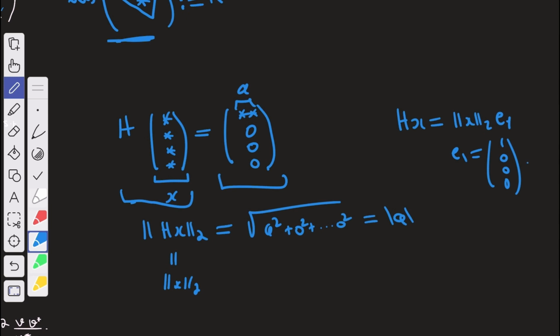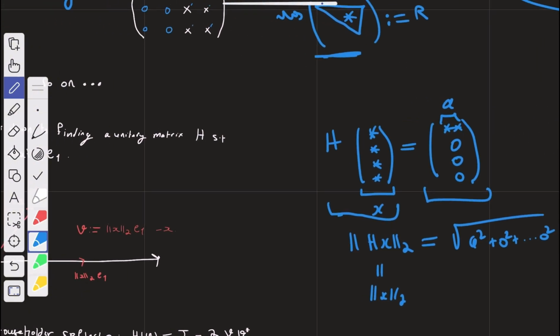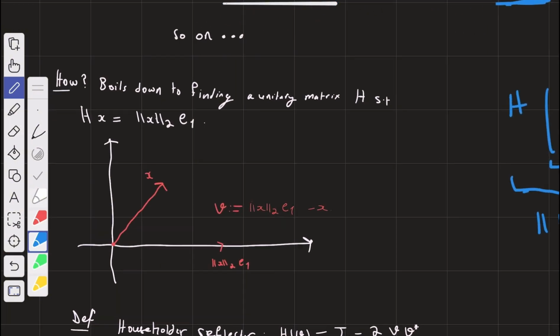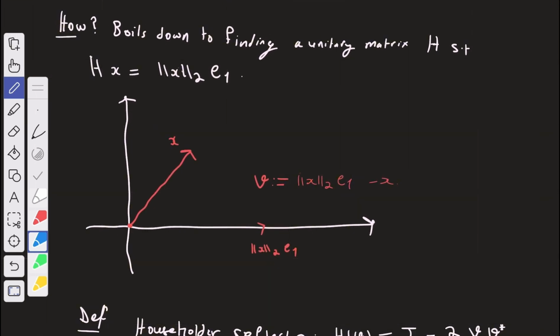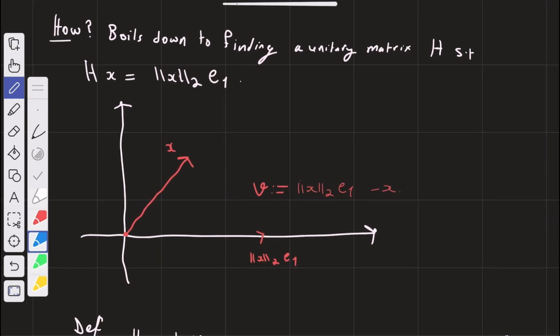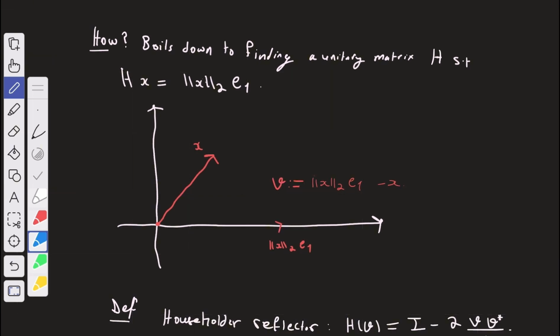Now that we've understood what we require from H to satisfy, which is this equality, we're going to try to understand the construction of H geometrically, and then we're going to give the explicit formulation of H, which we're going to call the Householder reflector. So let us see how to do that.